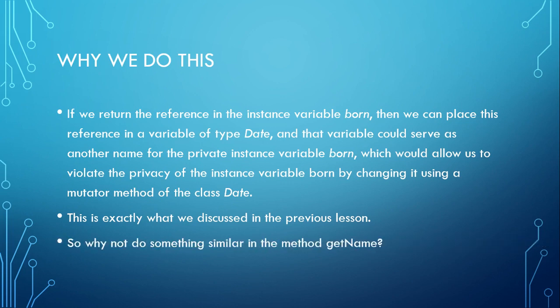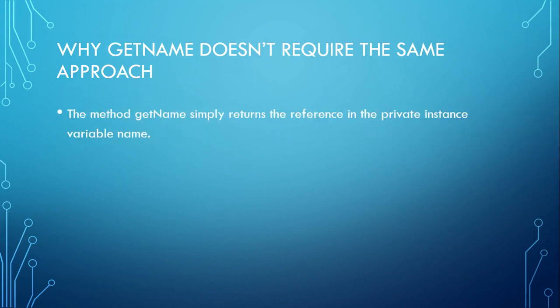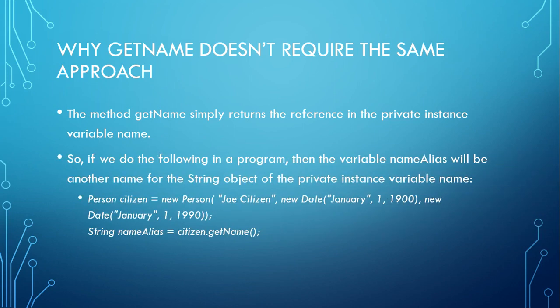So why do we do that in our first method with the date, but we don't use it with the other one? You might be wondering, how come we haven't done this so far with all of our other methods? There's a reason for that. Why doesn't getName require the same approach? Well, the method getName simply returns a reference to the private instance variable name. So if we do the following in a program, then the variable nameAlias will be another name for the string object of the private instance variable name.